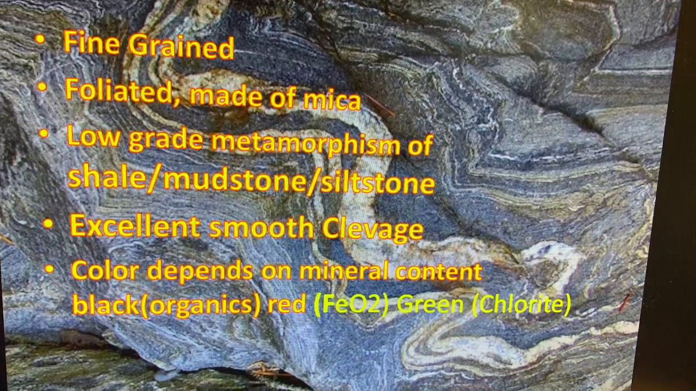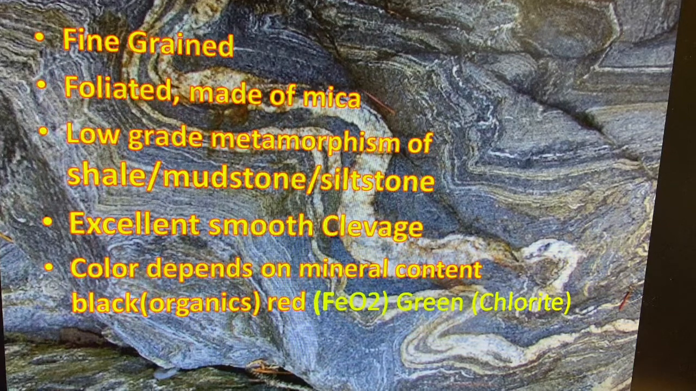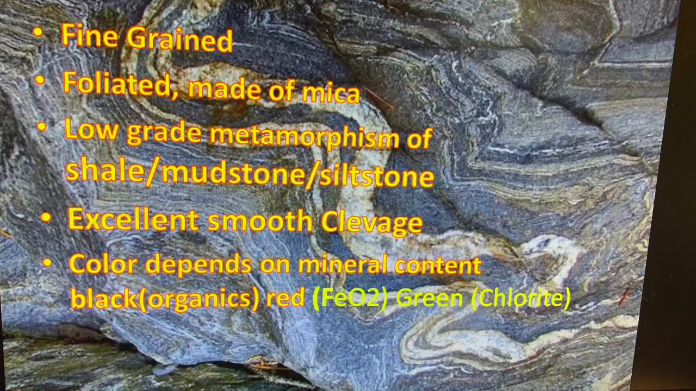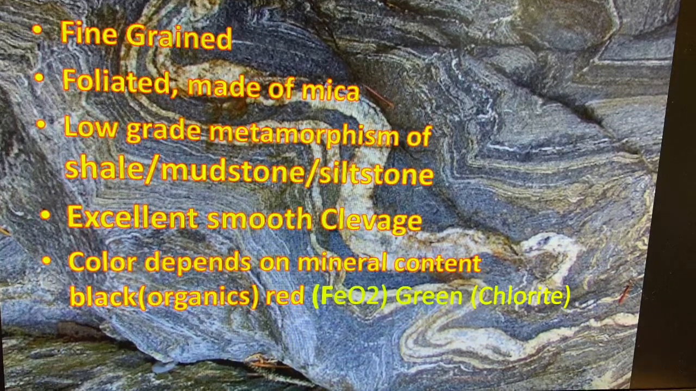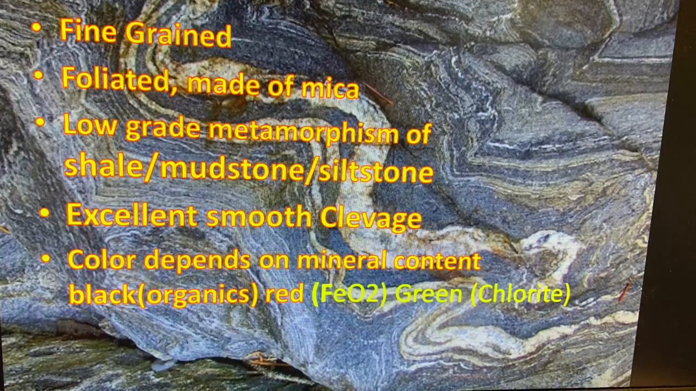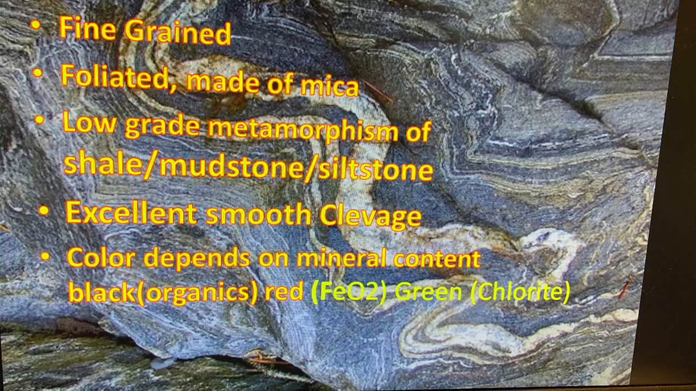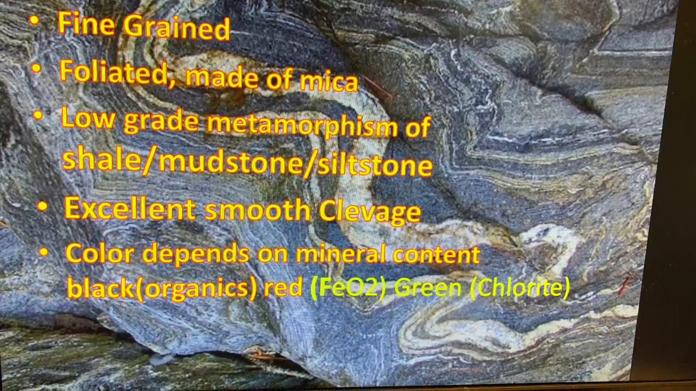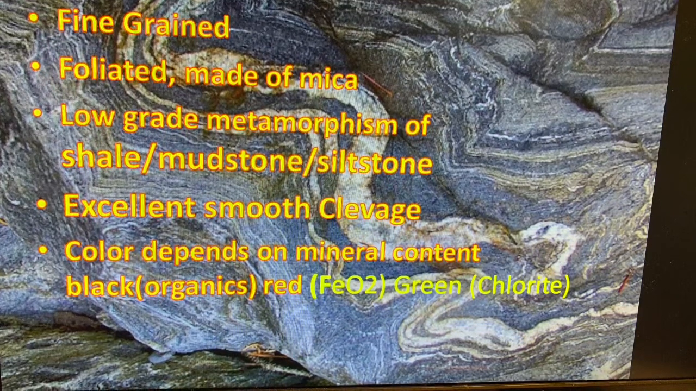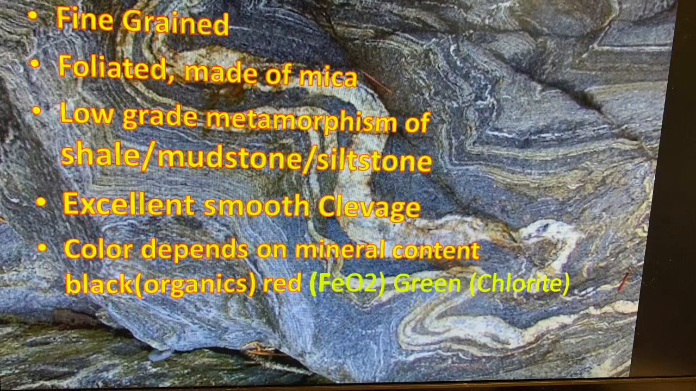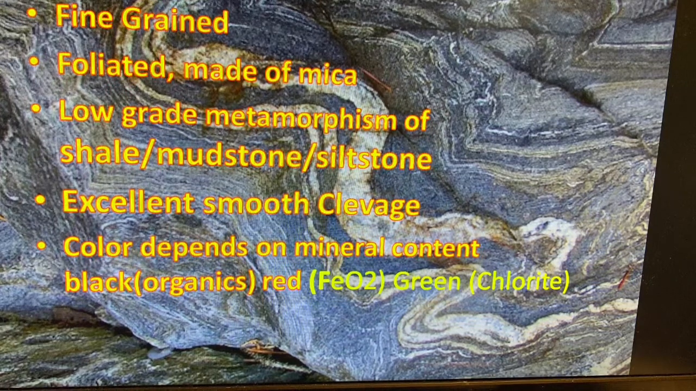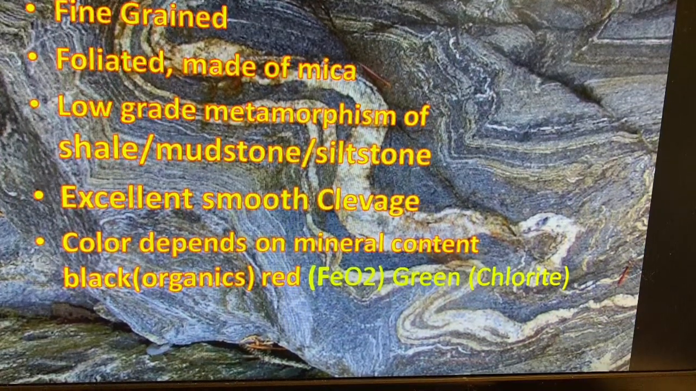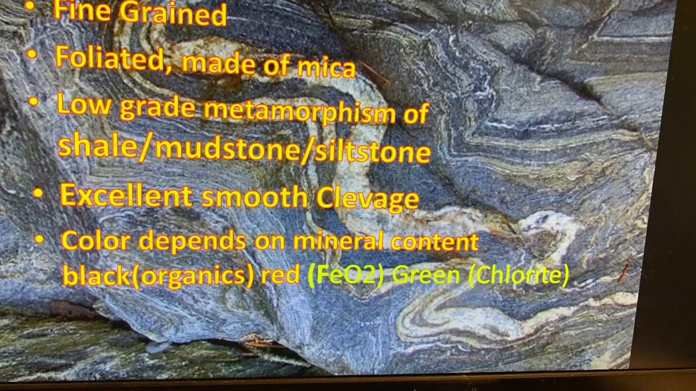What does that mean? It means that this process happened far away from the actual contact point between the plates, but there was enough heat and energy to change it. It's foliated, which means the mica inside of this has started to align itself in a certain way. It was a rock like shale or mudstone or siltstone that had a lot of mica in it. Since it had so much mica in it, one of the identifying characteristics of slate is that it has excellent cleavage. Remember, cleavage is how it breaks. It always breaks the same way.